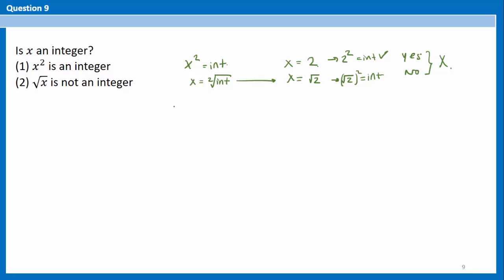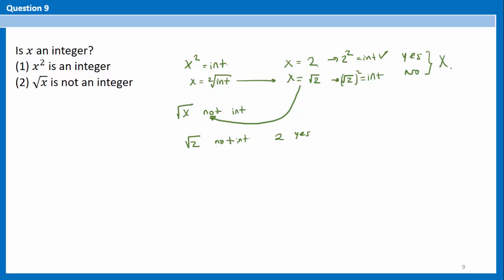Now, in statement number 2, it says that square root of x is not an integer. Now, what I want to do here is not try just any new value. I want to try the same values that I used before and see if they also answer yes or no. If I answer with 2, square root of 2 is not an integer, that is true because square root of 2 is not an integer. So number 2 answers yes to the question. Okay, and it's a valid number that I can try in statement 2.